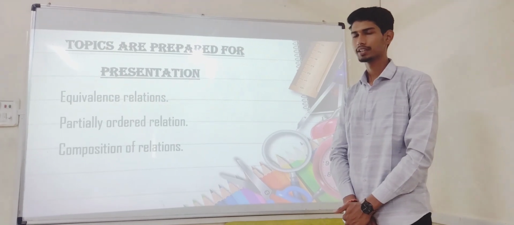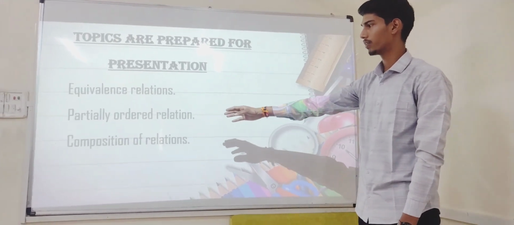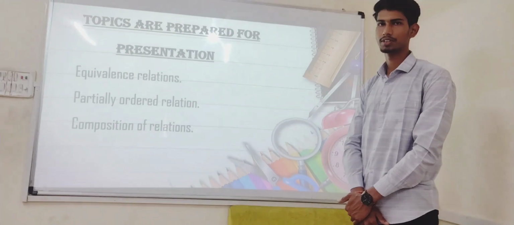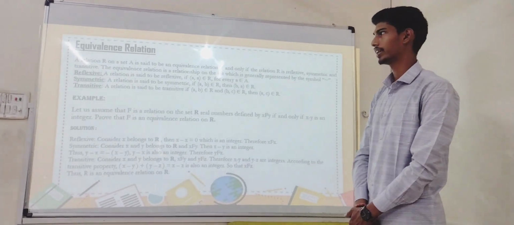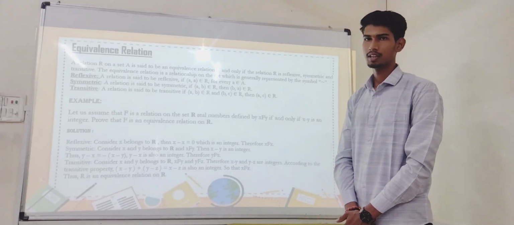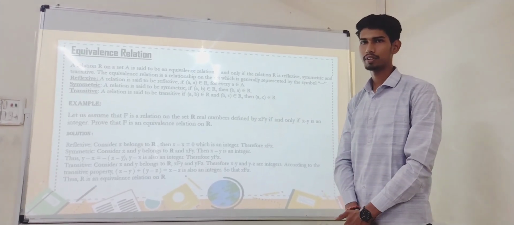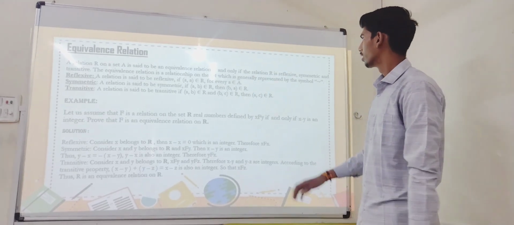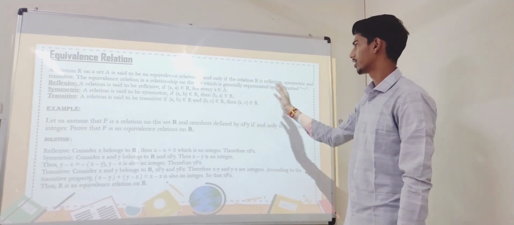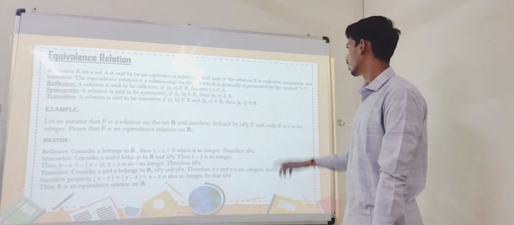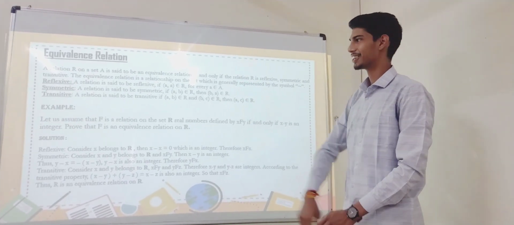Topics of discrete mathematics: equivalence relation, partially ordered relation and composition of relations. Equivalence relation. A relation R on a set A is said to be an equivalence when it is symmetric, transitive and reflexive. The equivalence relation is a relation on the set which is generally represented by this symbol.